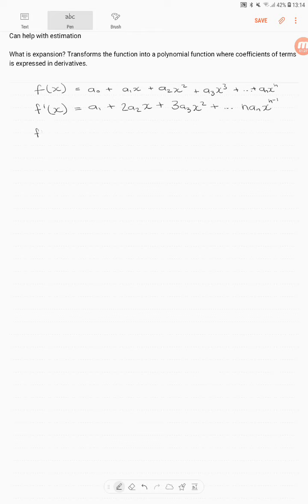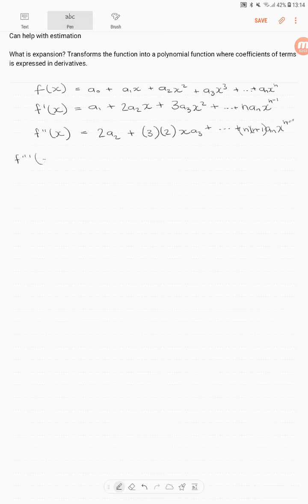If we continue to the second order derivative, this will be equal to 2a2 plus 3 times 2x times a3, and our nth term will be n times n minus 1 an x to the power n minus 2.